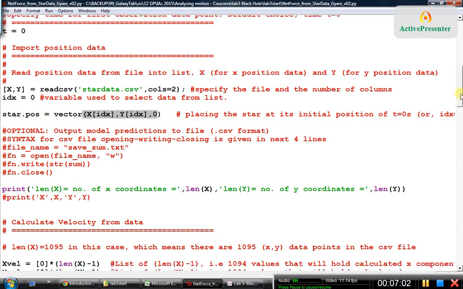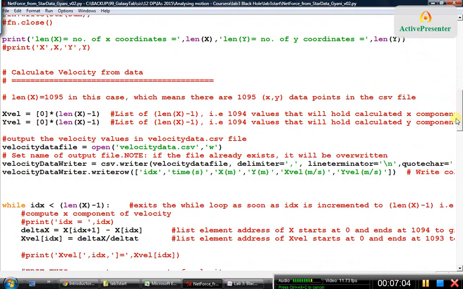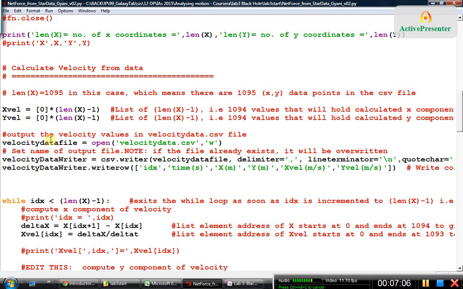Next, I find the x and y components of velocities. For that I created the list to store the x and y component velocity values. So the list will have the number of rows which is 1 less than the number of rows of the position values. So len of x gives me the number of rows in the position list. So less by 1 will be the number of rows in the velocity list.